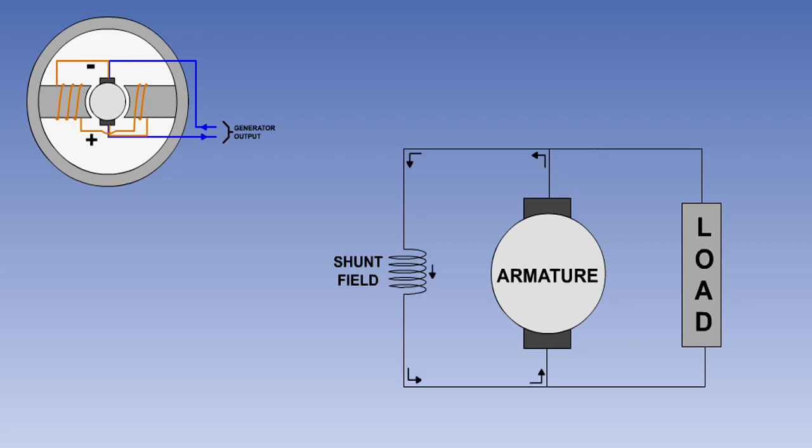Unlike the series wound generator, the current through the field coils of a shunt-wound generator is independent of the load current. The shunt field windings have a large number of turns, and therefore require a relatively small current to produce the necessary field flux.